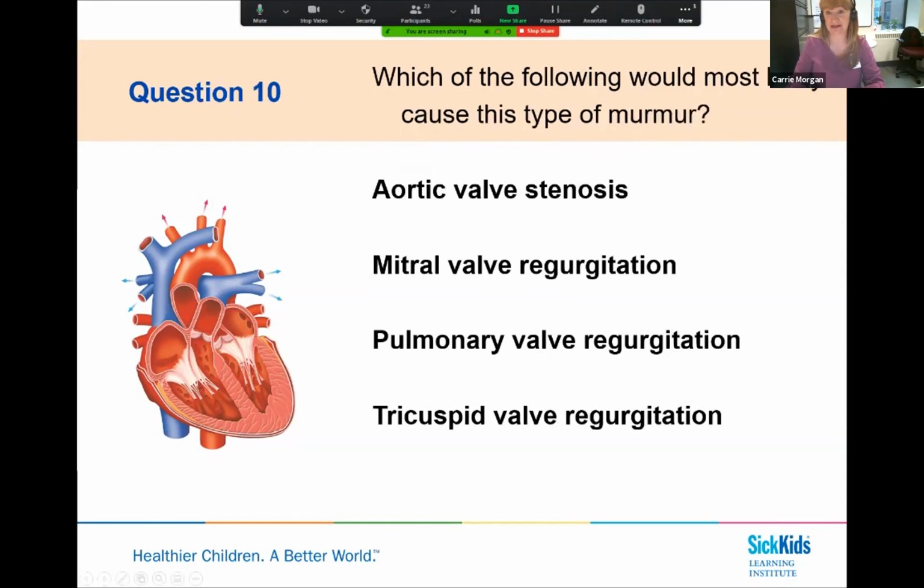And of course, the last question is, which of the following would most likely cause this type of murmur? Aortic valve stenosis, mitral valve regurgitation, pulmonary valve regurgitation, or tricuspid valve regurgitation?